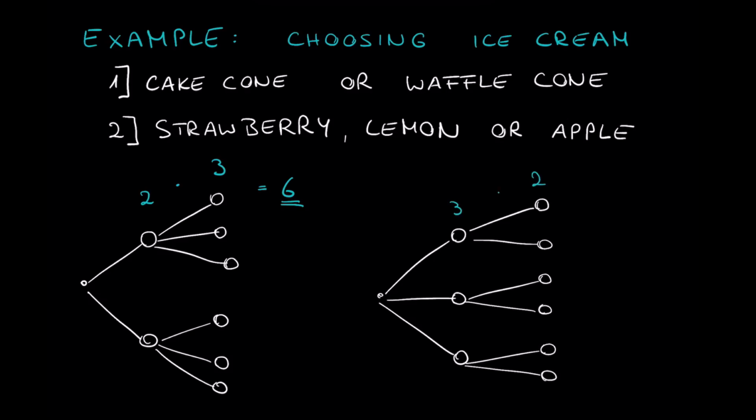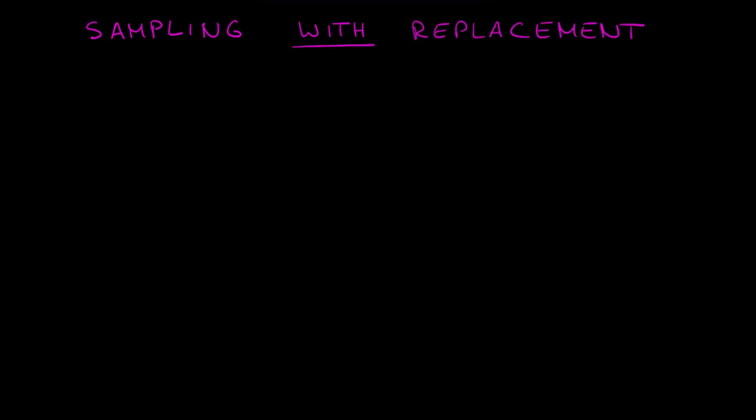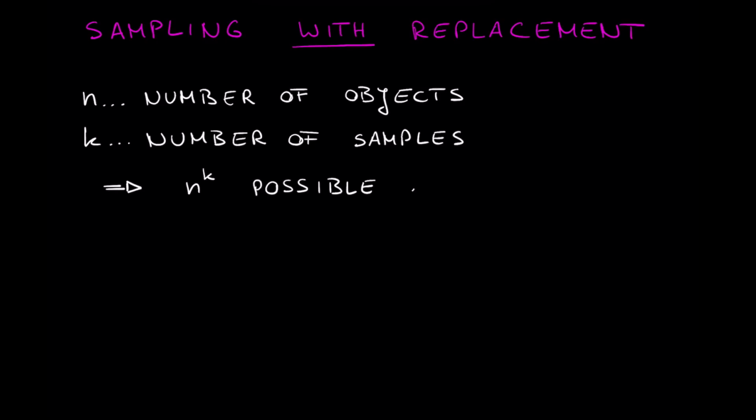Now that we know of the multiplication rule, we can directly derive sampling with replacement. Sampling with replacement means that we have n objects to choose from, and after picking one, we put it back such that it is possible to get it again. This is repeated k times and also called sampling. The multiplication rule directly gives us n to the power of k possible outcomes for this experiment, since in each stage it is possible to choose from n objects and the stages are repeated k times.